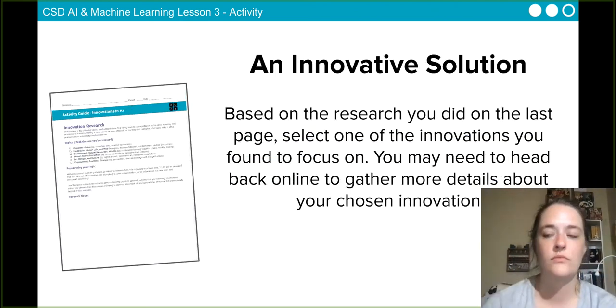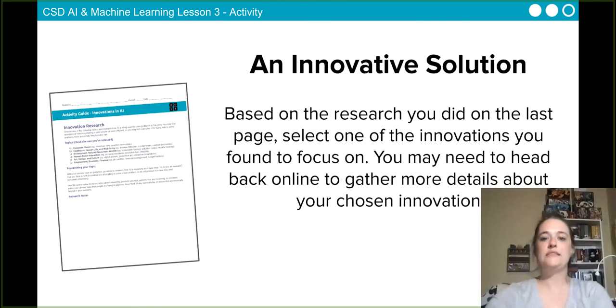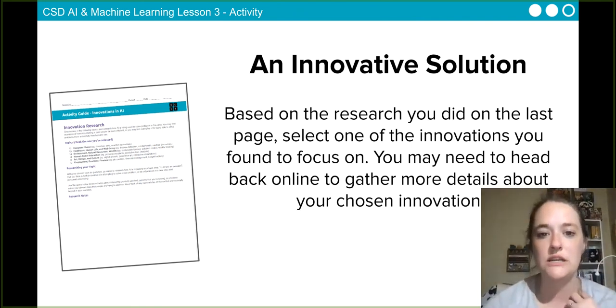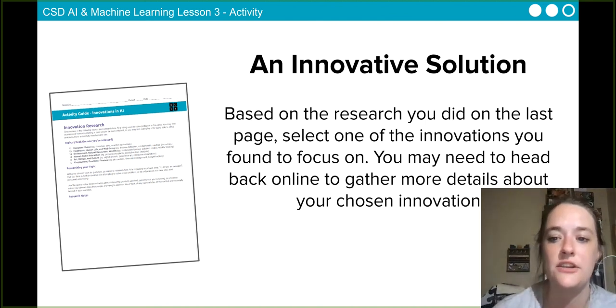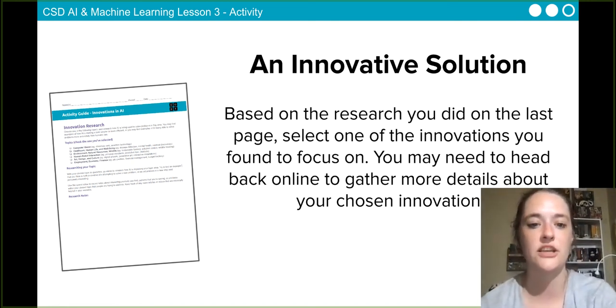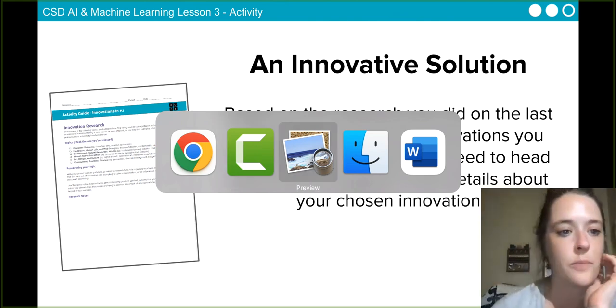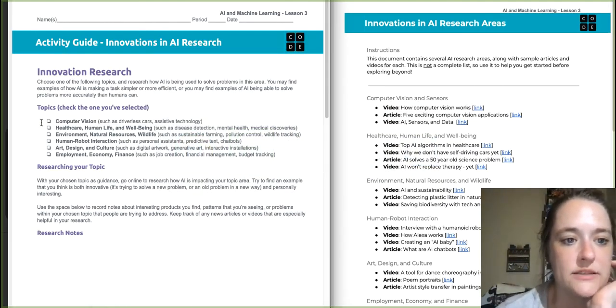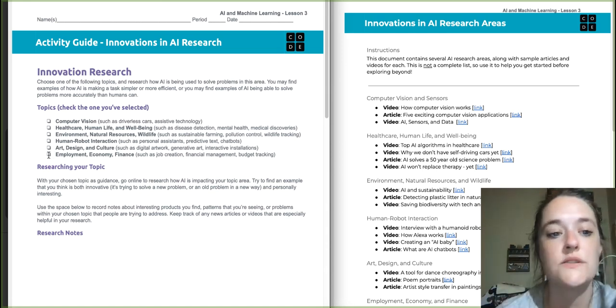Okay. So based on the research that you do on the last page, select one of the innovations you found to focus on. You may need to head back online to gather more details about your chosen innovation. So let's look at that document, okay? You're choosing one of these. Or if you find something else, that's totally fine, okay?